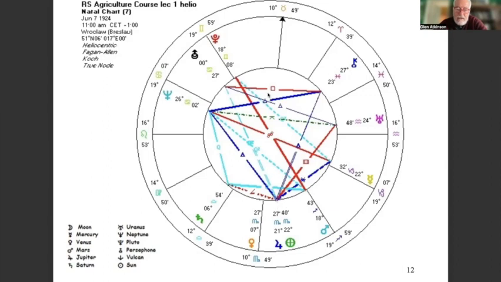Now, this big triangle here is very good because that's Earth, Jupiter, Neptune, Chiron, and that gives this potential for healing and a positive, compassionate attitude towards the task at hand. So there's a very strong sort of giving quality in this chart.